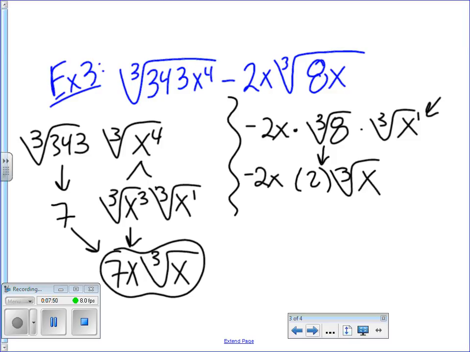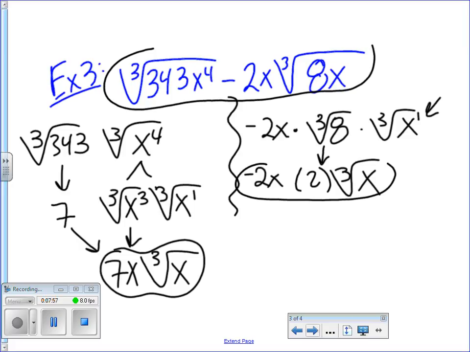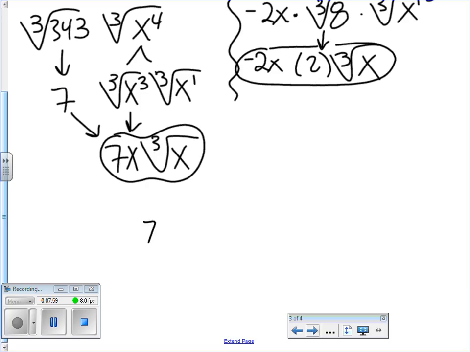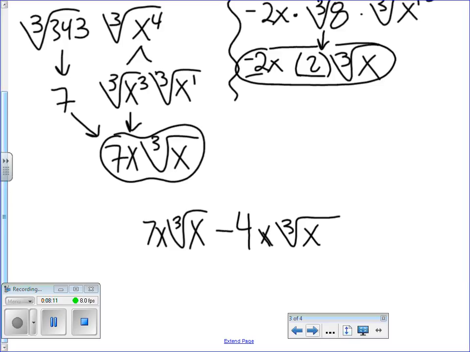All right, so now I'm going to rewrite this original problem, substituting in the simplified things that we just came up with. So I have 7x cube root of x minus 2x. Actually, sorry, 2 times 2 is 4. So 4x cube root of x. Now let's check if we can add or subtract. Well, the roots and the radicands are the same. They're both cube root of x.